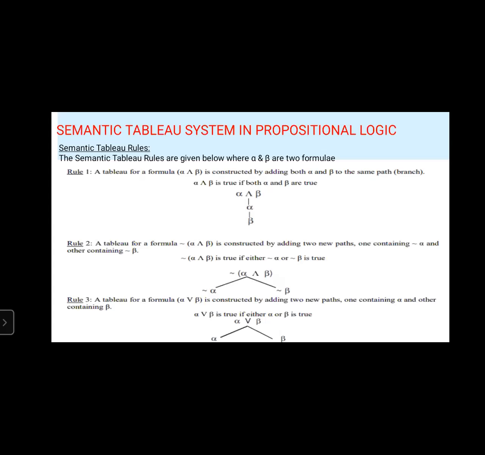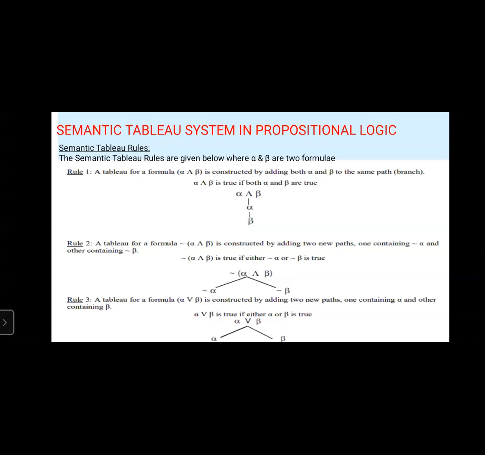Rule 1: a tableau for a formula alpha and beta is constructed by adding both alpha and beta to the same path or same branch. Alpha and beta is true if both alpha and beta are true. I represent this like this: alpha and beta tends to alpha, tends to beta. If alpha and beta is true, then both alpha and beta are also true. From backward chaining, we need to get alpha and beta. That is the goal state. Now we go to the start state, that is alpha, beta. If this is true, then this is true.